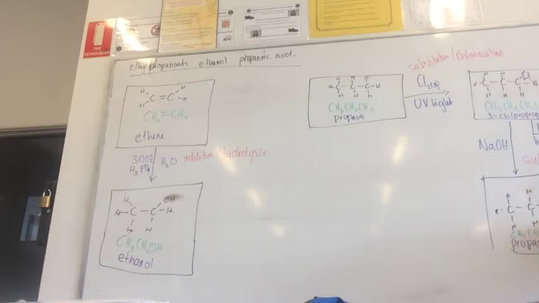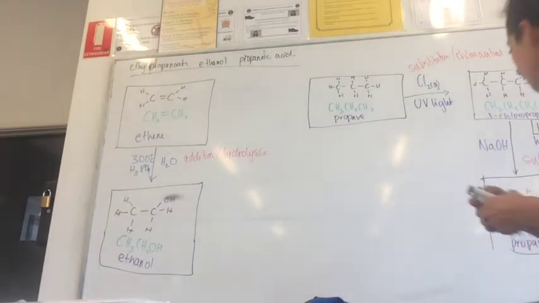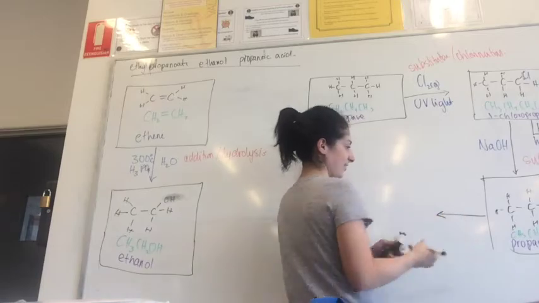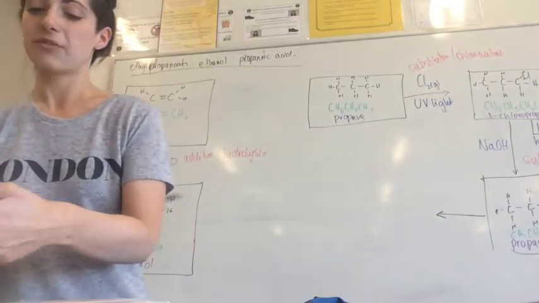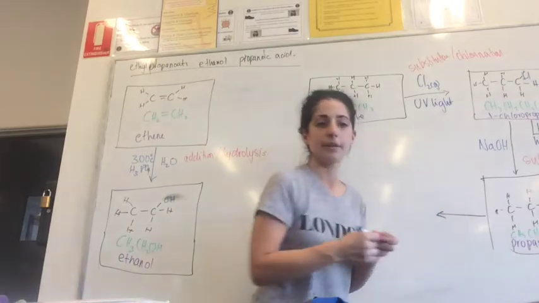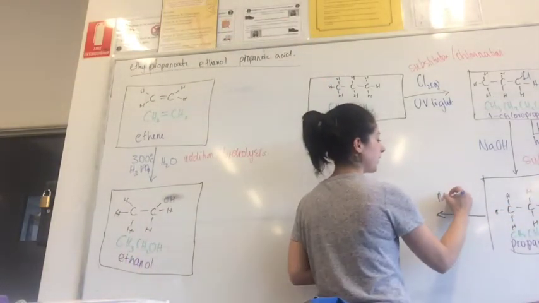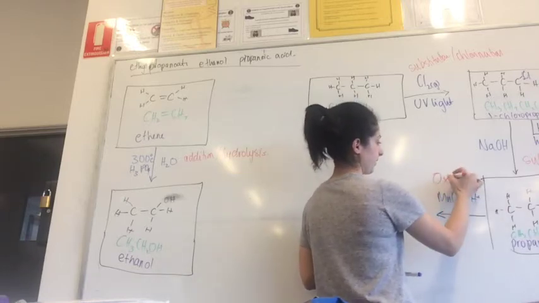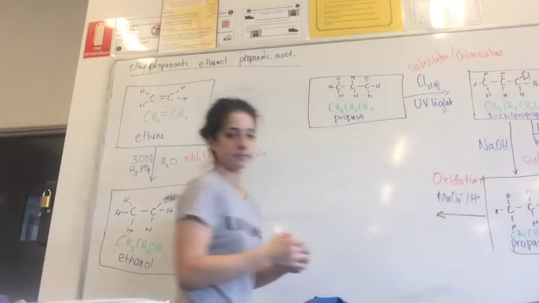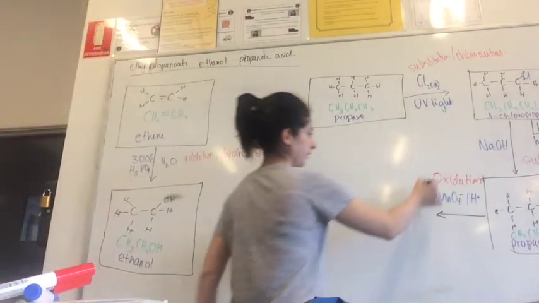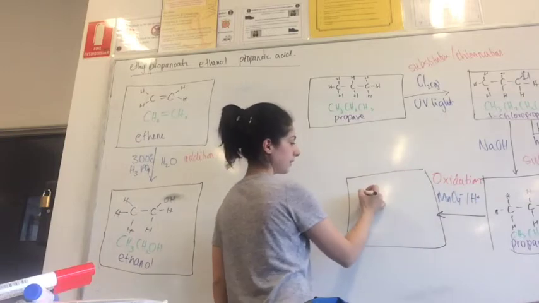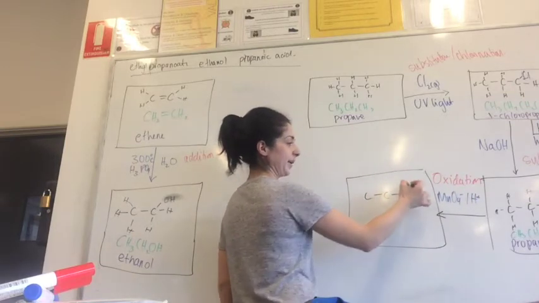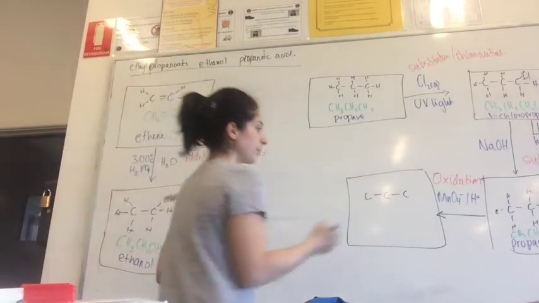CH3, CH2, CH2OH. Propan-1-ol. Happy with that? Now we're nearly there to propanoic acid. How can we turn propanol into propanoic acid? Oxidation. Very good. And what do we need? MnO4 minus and H plus. Oxidation. So what are we going to be making? Propanoic acid.